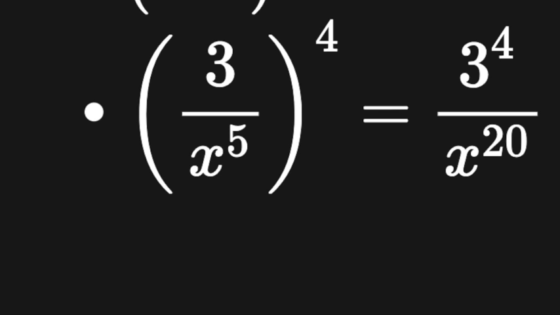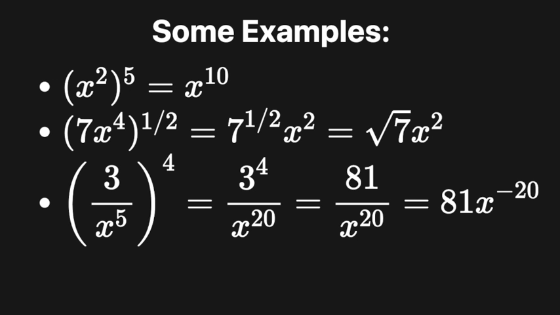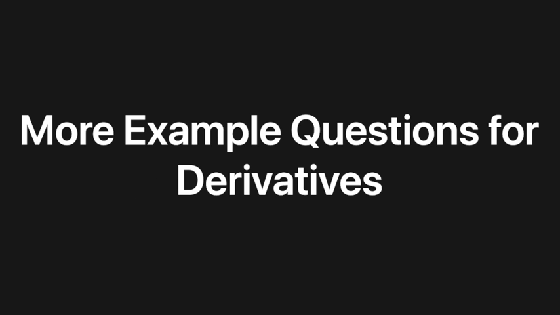Another example is if we have 3 over x to the fifth, raised to the 4th power. Again, both the 3 and the x to the 5th need to be raised to the 4th power. This becomes 3 to the 4th power over x to the 20th power. We can use these patterns to look at some more examples of derivative problems.